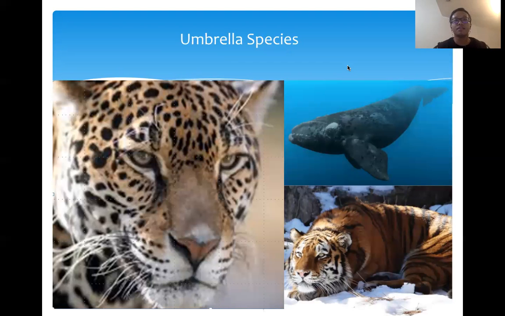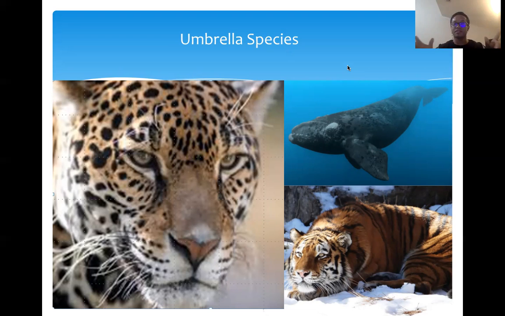Umbrella species are defined as certain species that are selected for making conservation-related decisions. They gain their name from the term umbrella because protecting these individual species indirectly protects the many other species that make up the ecological community within their habitat.